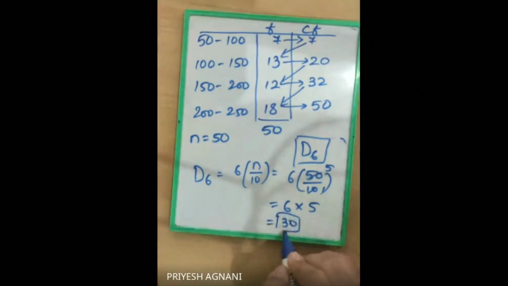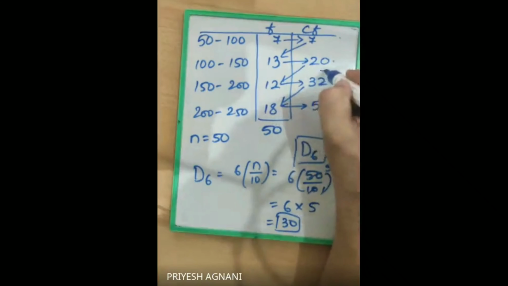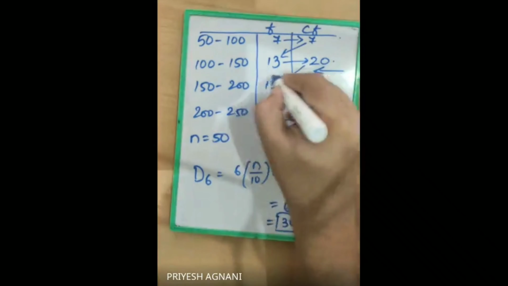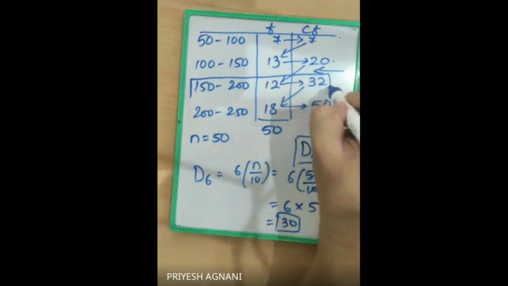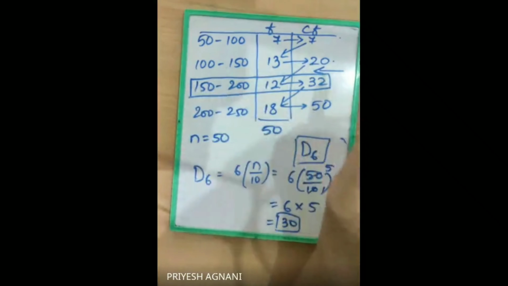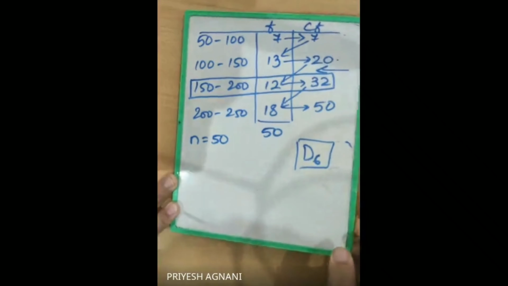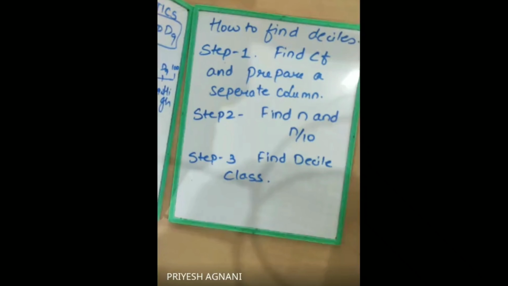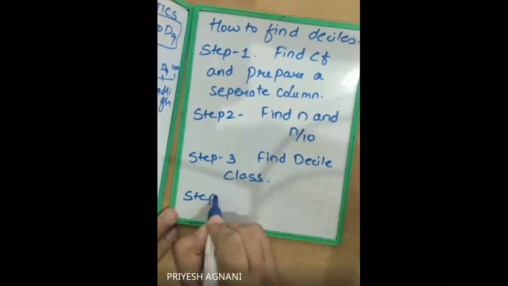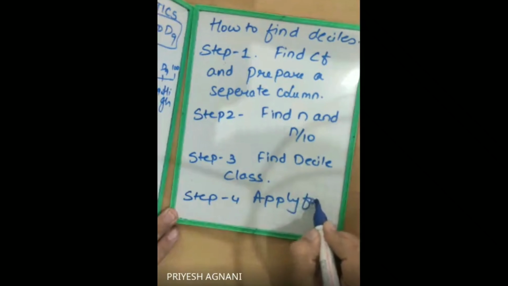Now you have to look at the class of 30 here. 30 comes between here. So this will be your decile class. Find the decile class. And step 4, apply formula.